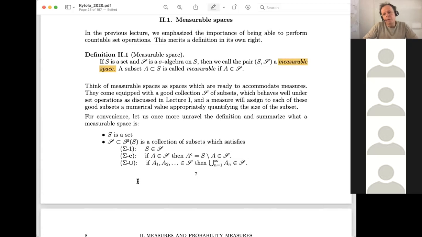For example, some people like to call a measurable space something where we have a pair of a set and a sigma algebra. And then subsets of the sigma algebra are called measurable sets. That's not very important. We always work with measurable sets, so these names are maybe not so crucial.